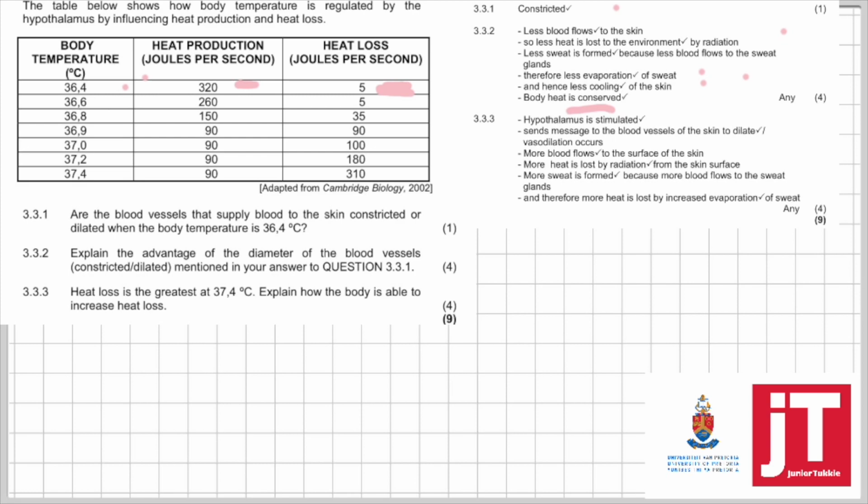Okay. 3.3.3. Heat loss is the greatest at 37.4 degrees. Explain how the body is able to increase heat loss. So, how can you increase heat loss? Of course, your hypothalamus will be stimulated, which sends a message to the blood vessels of the skin to dilate. What's this called? Vasodilation. More blood flows to the surface of the skin. More heat is lost by radiation. More sweat is formed. More heat is lost by evaporation, and this will obviously increase heat loss. Can you see in this point also, we use the word more.